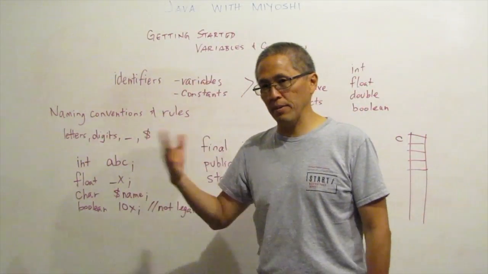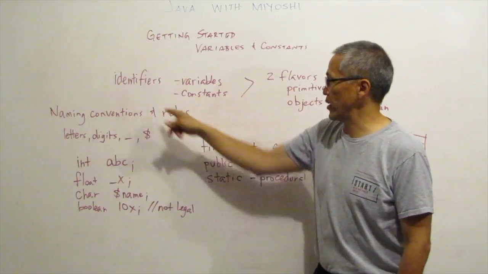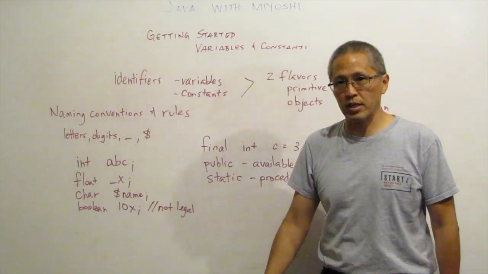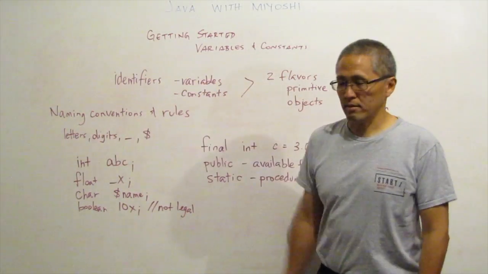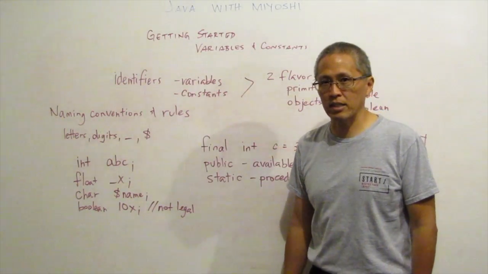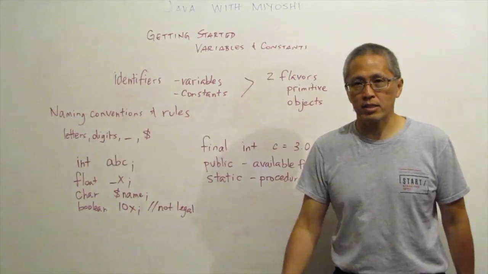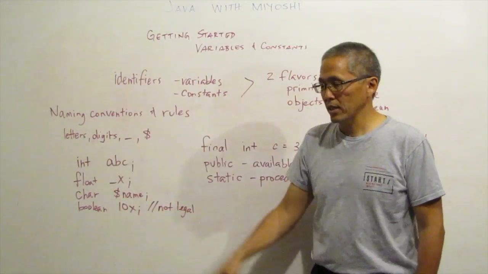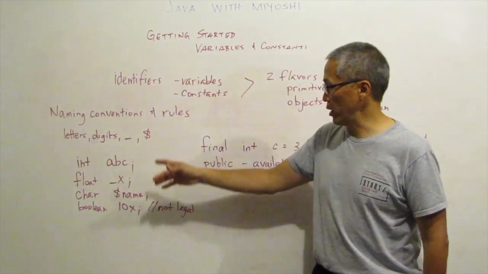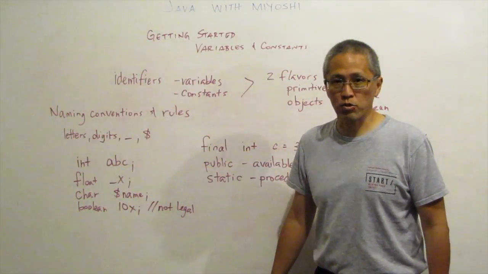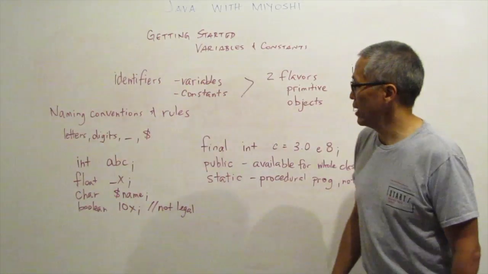So let's go back a little bit though. There are two types of identifiers. There's variables and constants, and they're very similar to math. A variable can change its value, and a constant always has the same value. Matter of fact, a constant will have the same value throughout the whole program, or in the case of Java, I guess it's through the whole class.